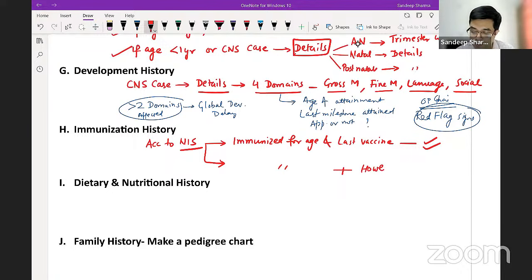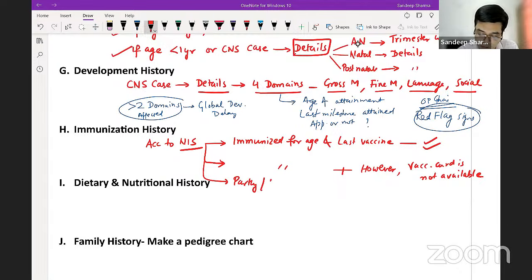However, it is based upon the history of the patient. The vaccination card is not available. You will mention it to the examiner, because many times parents will say, "Yes, all the injections have been given," but they might have missed out. So your reliability in that case will be slightly less, and you need to mention it there. And third, if the patient is partially immunized or unimmunized, you will mention it there.